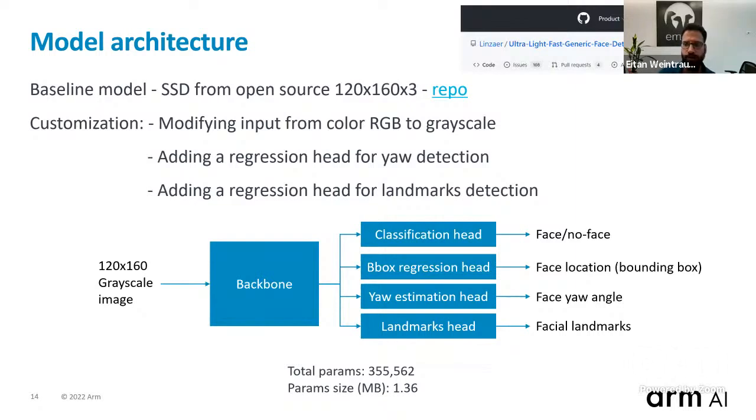For the baseline model, we chose one of the many applications from the open source, and we modified it to our specific application needs. The original image was RGB, so we decided to train it on grayscale to decrease the memory requirements, as memory is one of the most expensive hardware components. And for our application, we need to add additional detection heads for the yaw and the landmarks. So the model gets a 120 by 160 grayscale image, passes it through the backbone, and we have 4 heads: one for the face classification, one for the regression of where the face is located, one for the yaw angle of the face, and the last one for the facial landmarks.